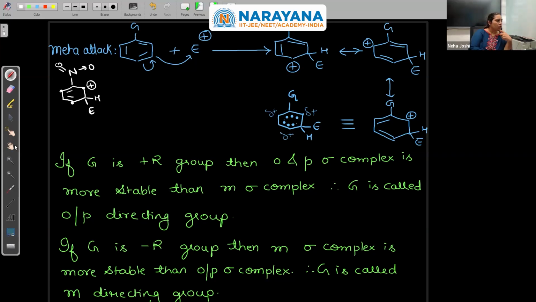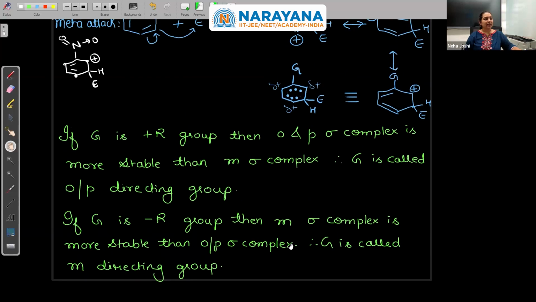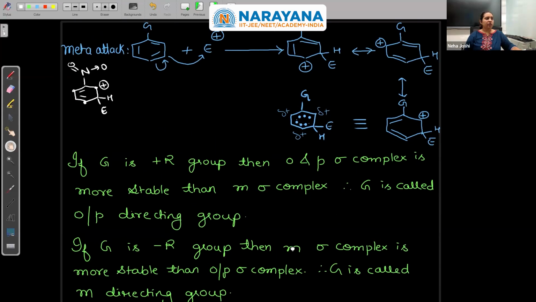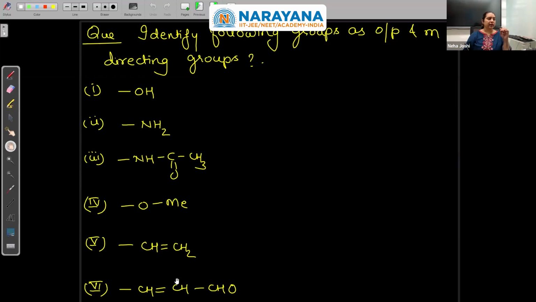Coming back. So if G is plus R group, then ortho, para sigma complex is more stable than meta. If G is minus R like nitro, then meta sigma complex, and then the group is called meta directing. Okay. Now you have to predict whether it is ortho para directing. Please write in your rough notebooks or whatever you have in your hand, and I'll tell the answers.